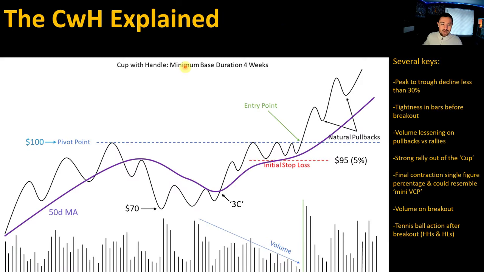So this is a cup with handle pattern, and you'll see that I've pointed to a 3C here, so a cup completion cheat, because you see as price comes down, this is our 50 day, so imagine we've gone from say $70 to $100 pivot here.